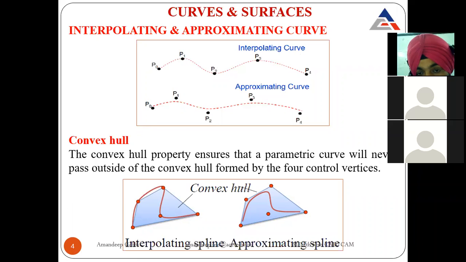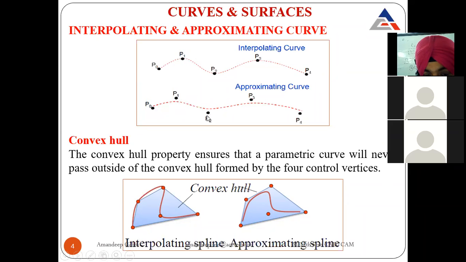This is called an interpolating curve, when the curve is touching the points where the curve has to be generated. Sometimes approximating curves are generated, in which the control point does not lie on the curve. Instead, it lies outside the curve. Just like see, it is lying outside, this is also lying outside, this is also lying outside.